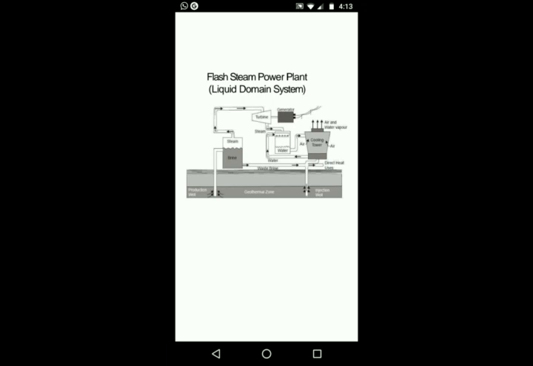The mixture of geothermal water and steam is delivered to the flash steam separator. The steam and water are separated. The steam is delivered to the turbine. The turbine is coupled to the generator. The discharge from the steam turbine is delivered to the direct contact condenser, and this is re-injected into the ground.